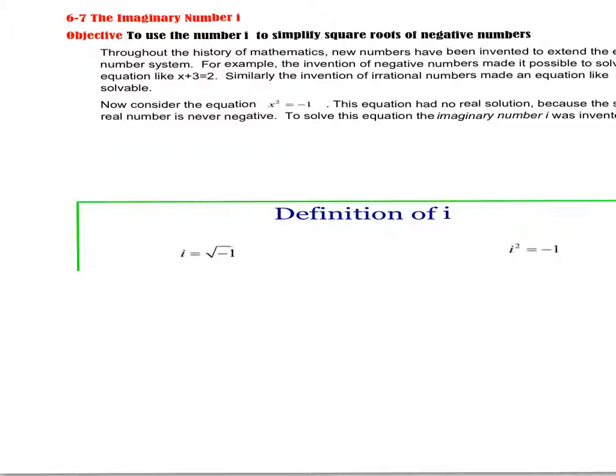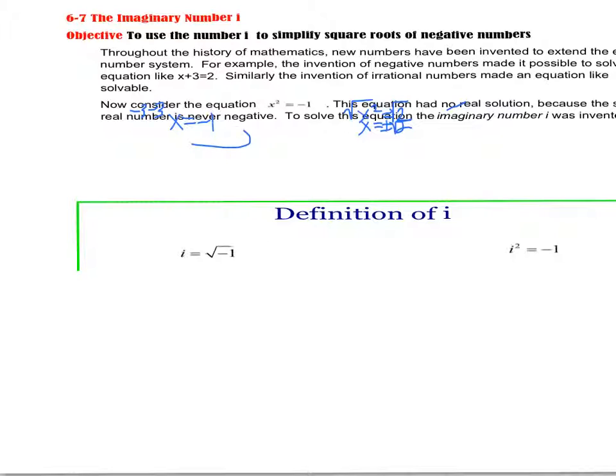Because we know if we solve that equation, we would subtract 3 from both sides, so we'd get x equals -1. So then it says, similarly, the invention of irrational numbers made an equation like, and it got cut off, but I can make one up, x squared equals 2, solvable. Because we could take the square root of both sides and we'd get x equals plus or minus root 2, which is an irrational number.